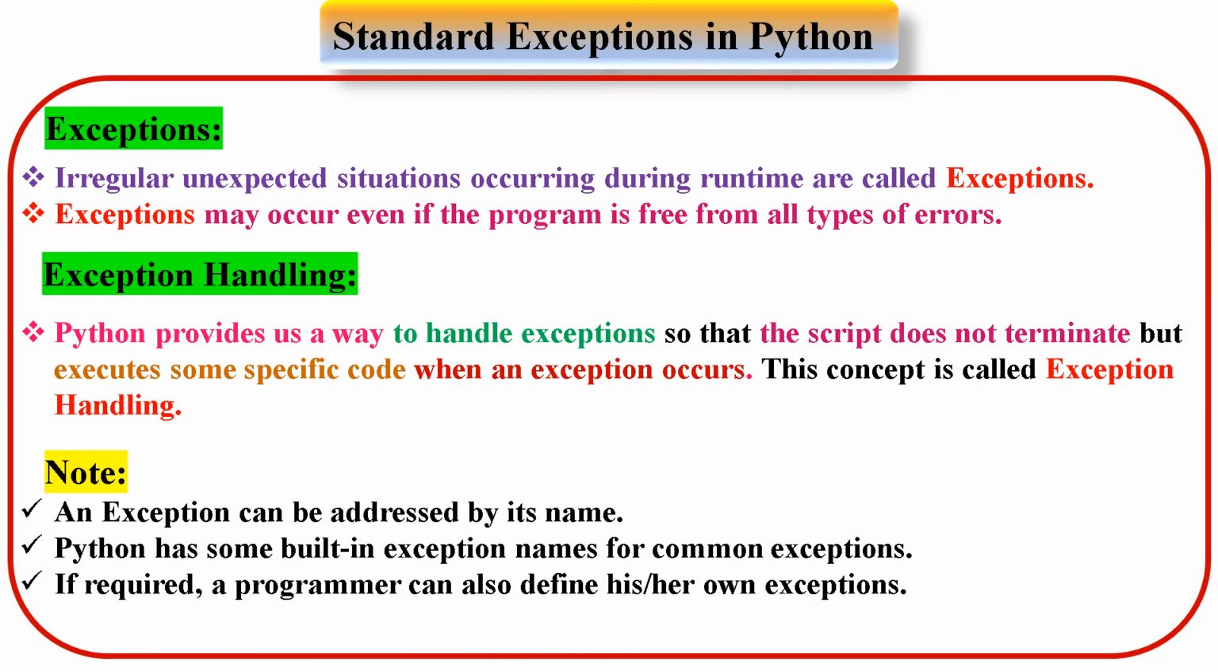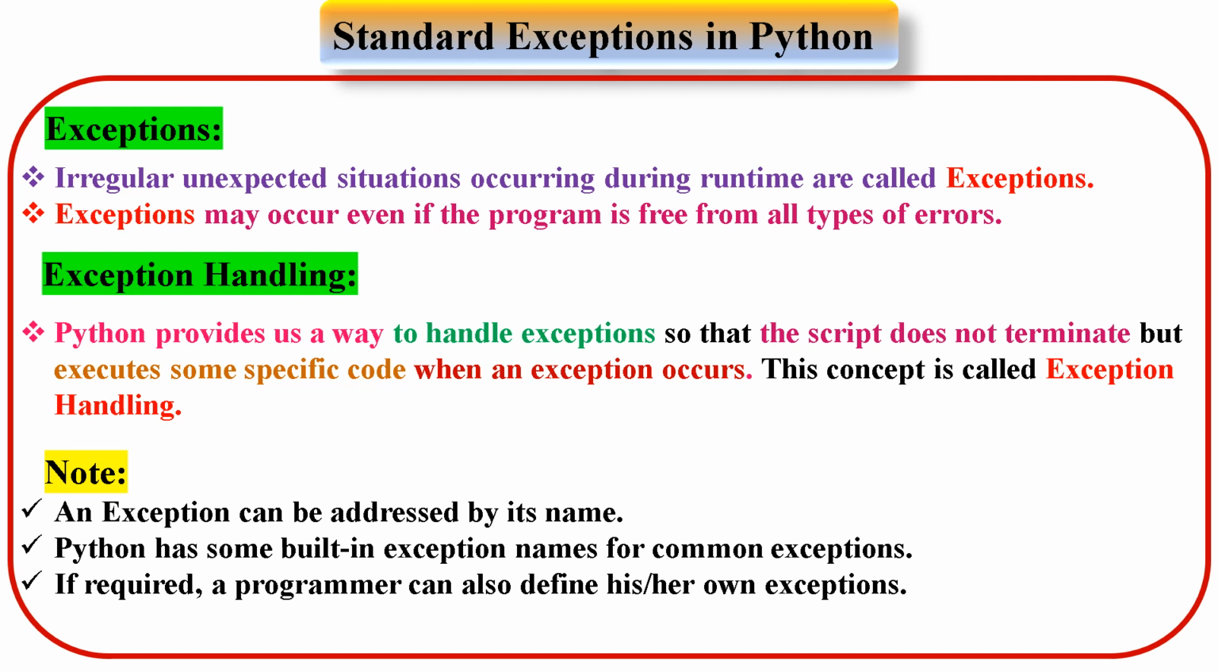Let's discuss the standard exceptions in Python. So let's recall what we learnt in the previous video. What is an exception? Irregular, unexpected situations occurring during runtime are called exceptions. Exceptions may occur even if the program is free from all types of errors. What is exception handling in Python? Python provides us a way to handle exceptions so that the script does not terminate but executes some specific code when an exception occurs. This concept is called exception handling.